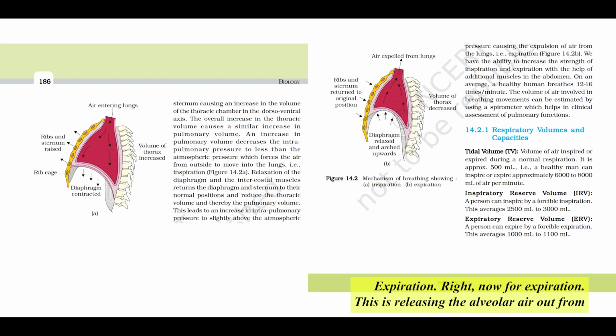Expiration. Right, now for expiration. This is releasing the alveolar air out from the lungs. For expiration to happen, the opposite condition is needed. The intrapulmonary pressure must become higher than the atmospheric pressure. We need a positive pressure gradient to push air out. Under normal, quiet breathing conditions, expiration is largely a passive process. It doesn't require active muscle contraction. It's achieved mainly through the relaxation of the muscles that contracted during inspiration.